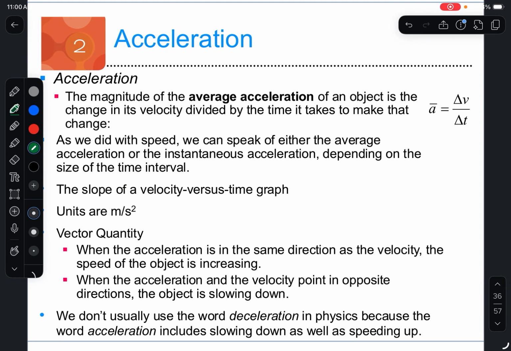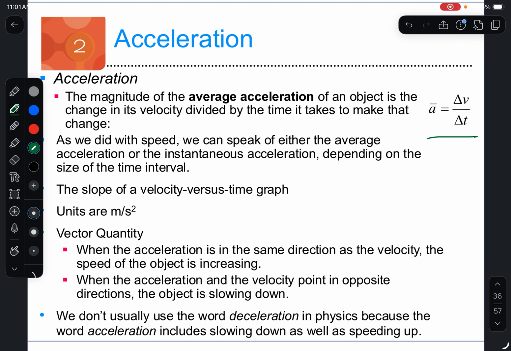Now, our next topic is acceleration. Acceleration, or average acceleration, is the change in velocity divided by the time that it takes to make that change. So you can see here, my average acceleration is delta v over delta t. Just like we did with speed, we can talk about average acceleration and instantaneous acceleration. And acceleration is the slope of your velocity versus time graph.